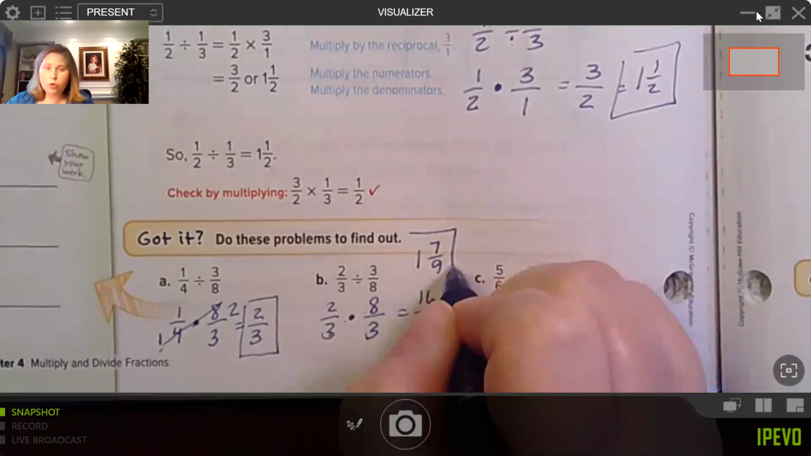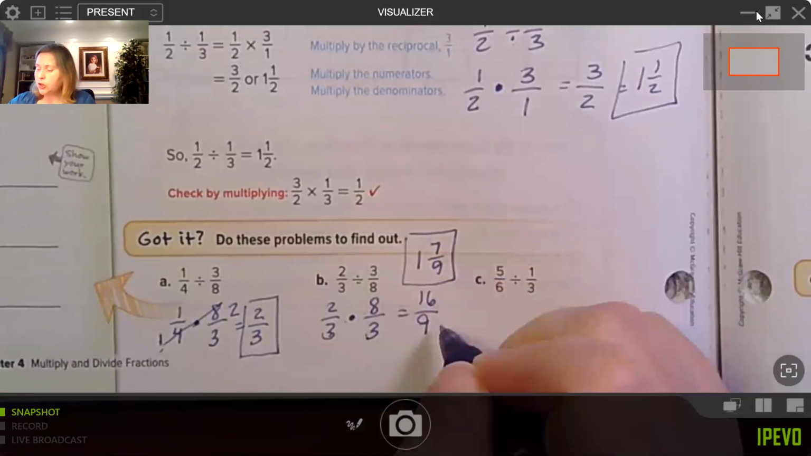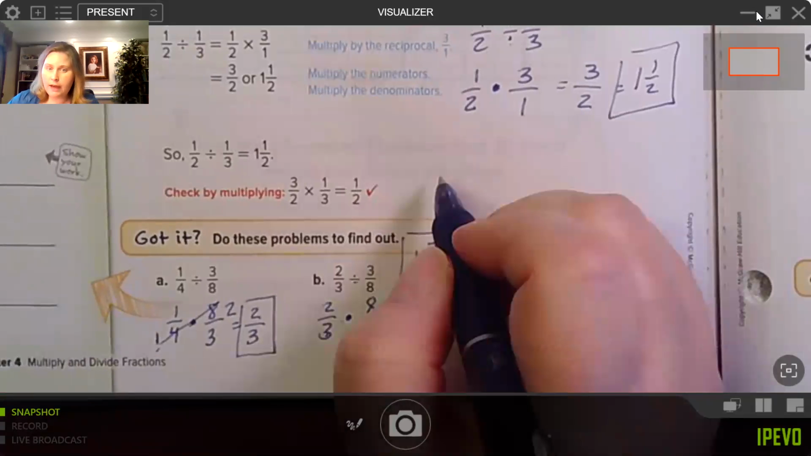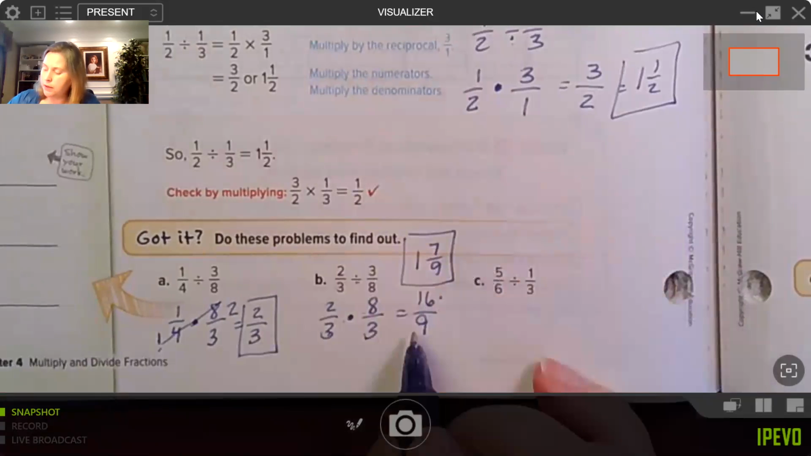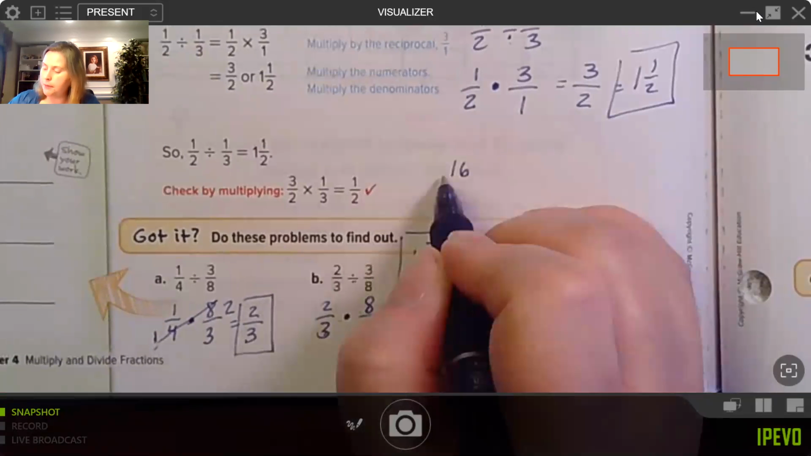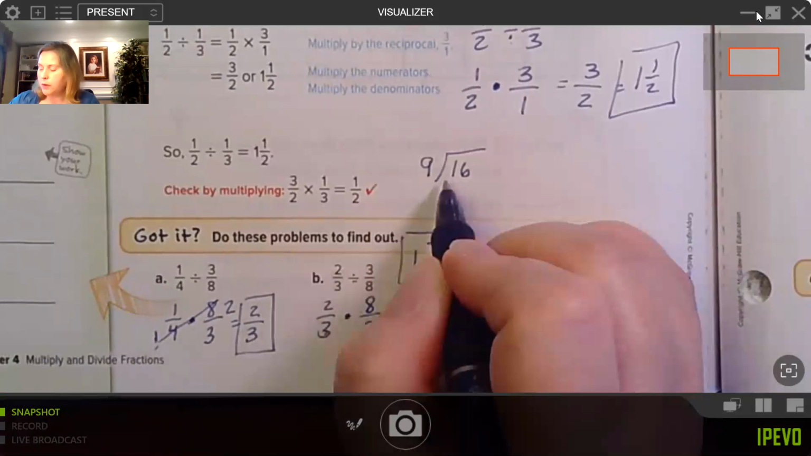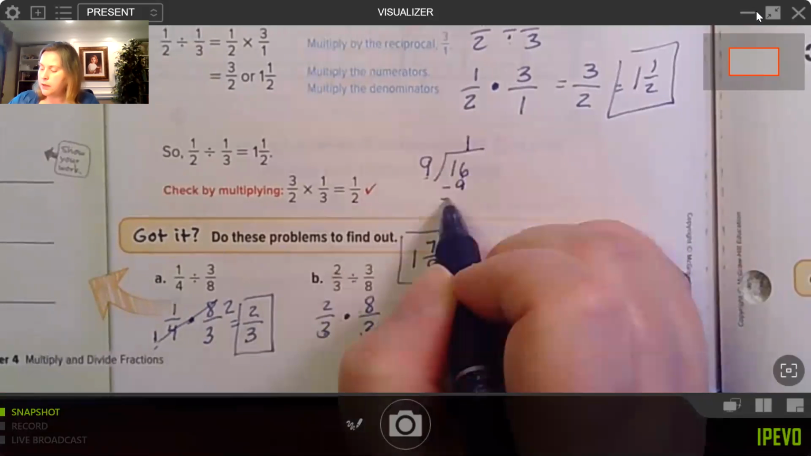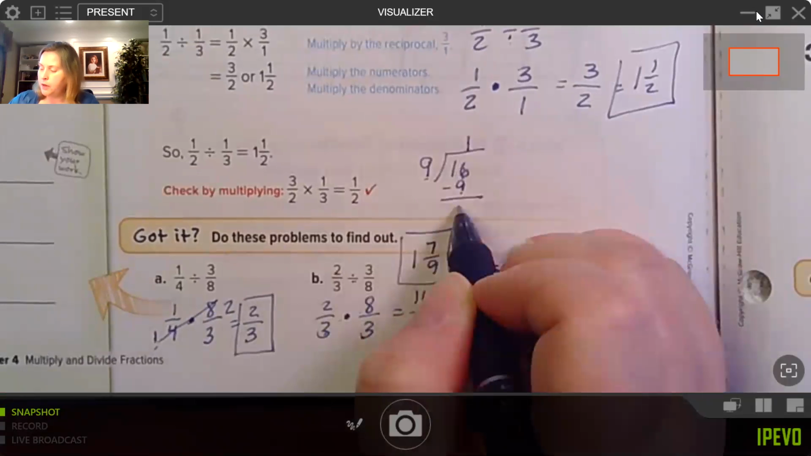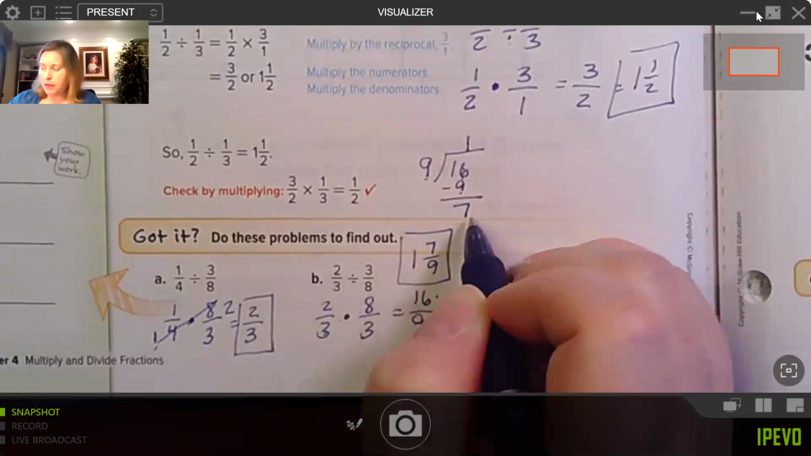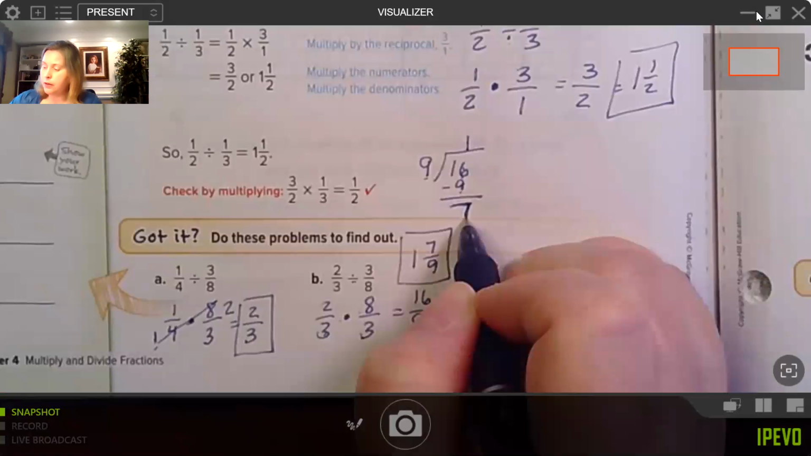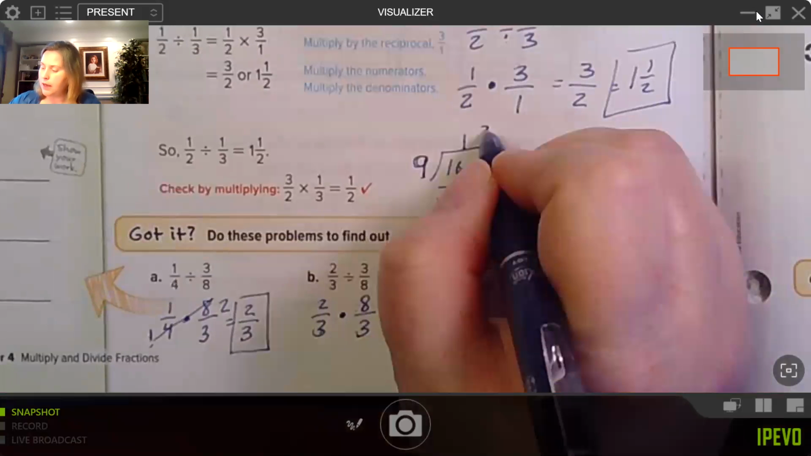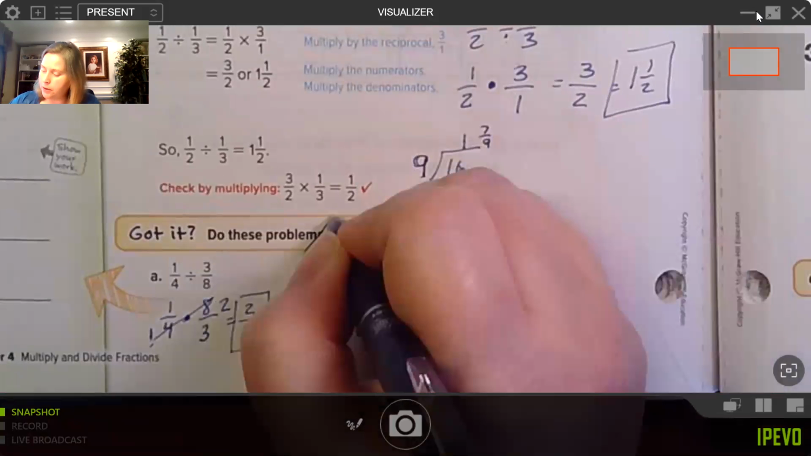If you don't remember how to go from that improper fraction to the mixed number, it's 16 divided by 9. How many times does 9 go into 16? 1. 1 times 9 is 9. 16 minus 9 is 7. We used to say remainder 7, but now we say 7 out of 9 because we were dividing by 9. So 1 and 7 ninths. That's part of this problem right here.